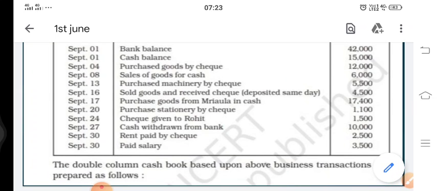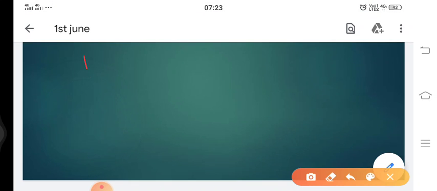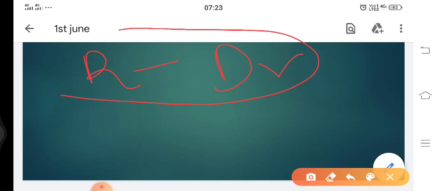The next point we have is sale of goods for cash. Here, since we have sold goods for cash, which means we sold goods and received cash, so it's a receipt. And receipt, as we already have discussed, is always recorded on the debit side, right? So we'll go to debit side of cash book and we'll record it to the debit.